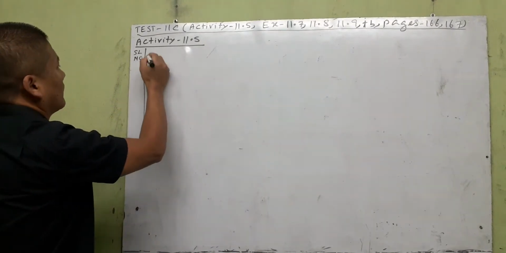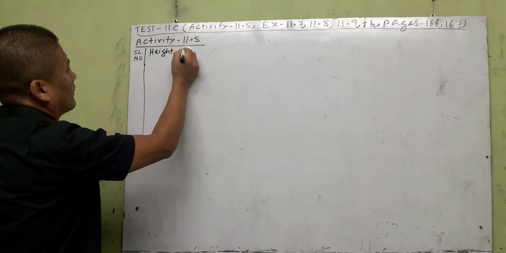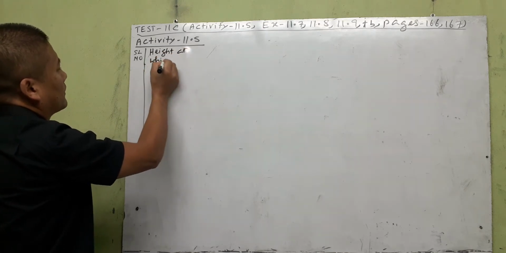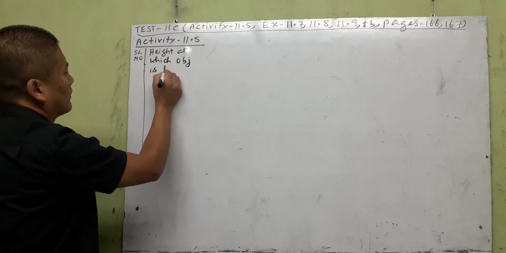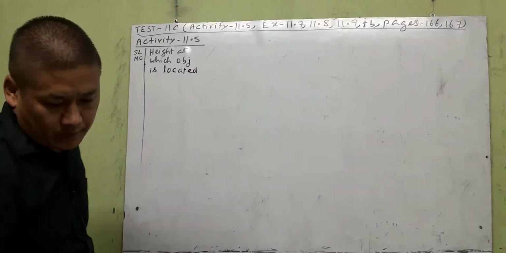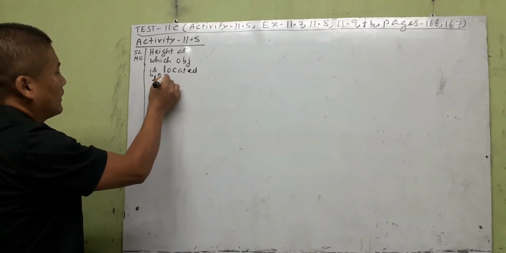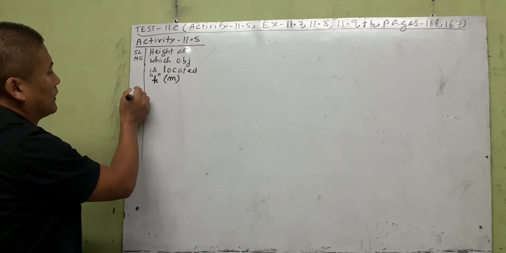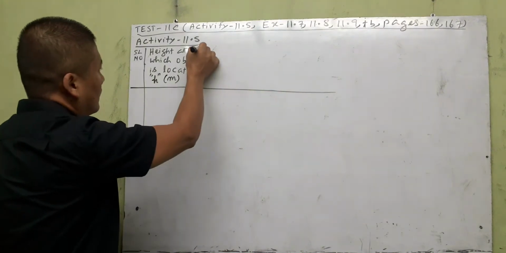So here, height at which object is located. Write it down along with me. Let's denote this one by the letter H, and in meters, the height in the unit meters. So let's say this is the first one. So we draw a line.